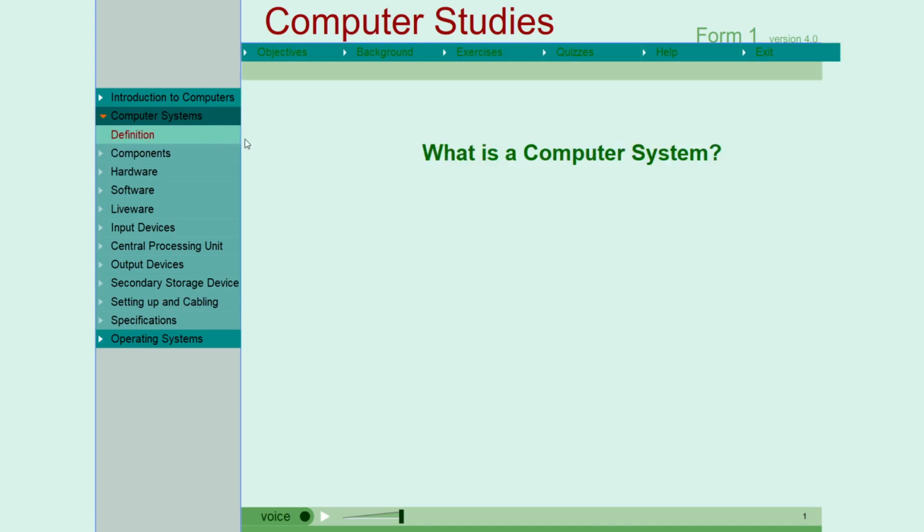Let us define a computer system. A computer system is a complete working computer that consists of hardware, software, and liveware, the computer user, interacting together to perform a task. The integration of these components make a computer system.